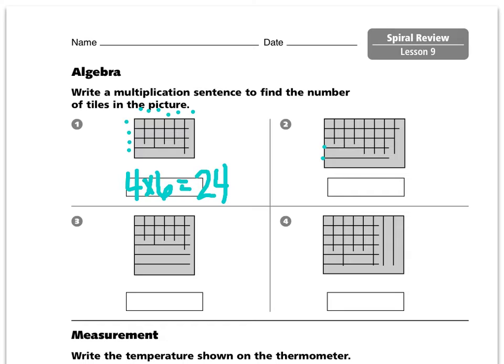We're going to use the same strategy, count the rows and then columns to find the answer. I have 1, 2, 3, 4, 5. And then I have 1, 2, 3, 4, 5, 6, 7, 8. So this one is an array that is 5 by 8. And I know that 5 times 8 equals 40. You're going to use the same strategy to figure out numbers 3 and 4. Remember, count the rows and then count the columns and then multiply the numbers together.